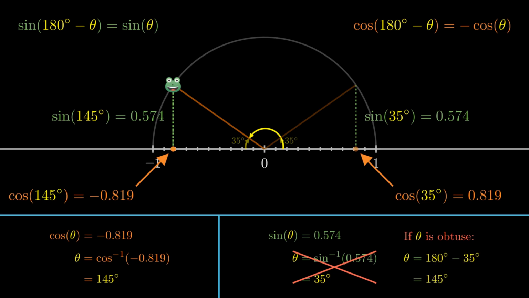So that's the moral of this whole story. If you know that an angle is obtuse, then cosine is pretty well behaved. But because sine ends up with two options, and your calculator will only ever tell you the acute answer, you must manually do 180 minus that answer to get the obtuse angle you need.